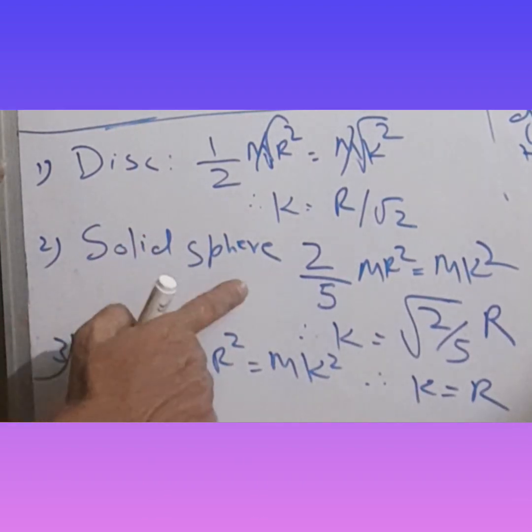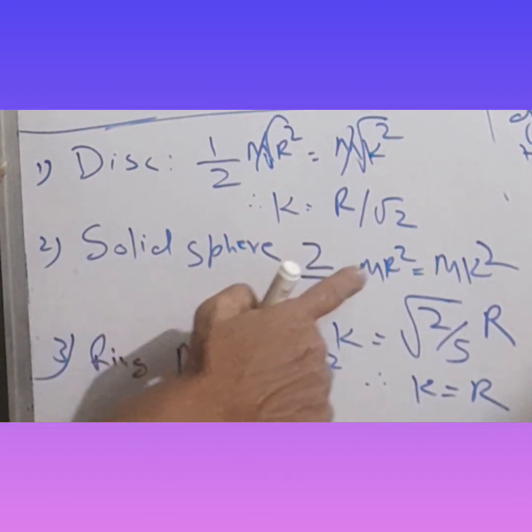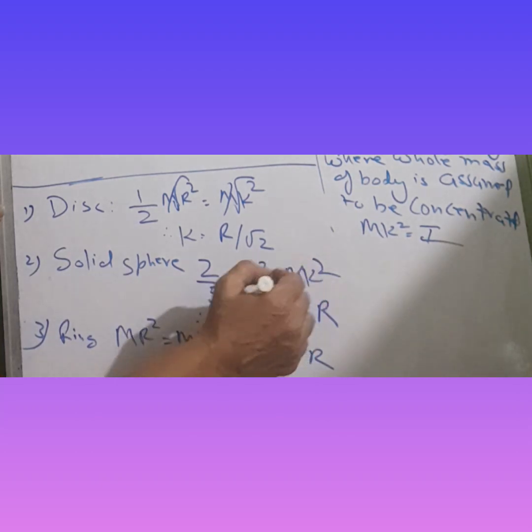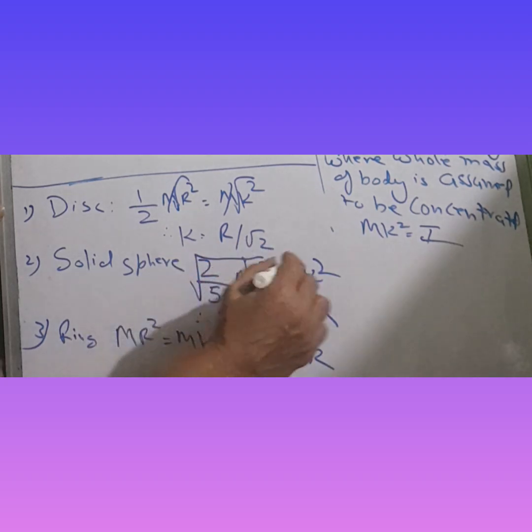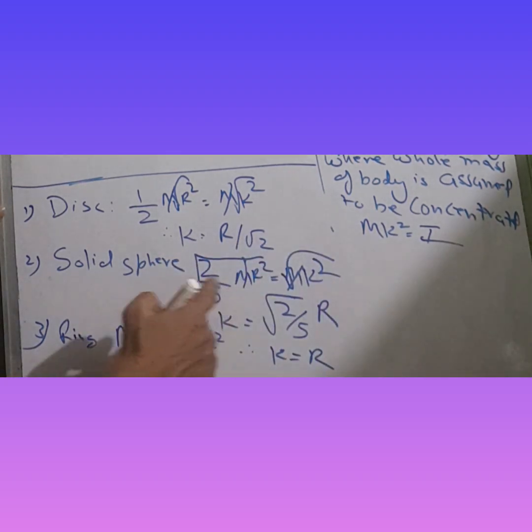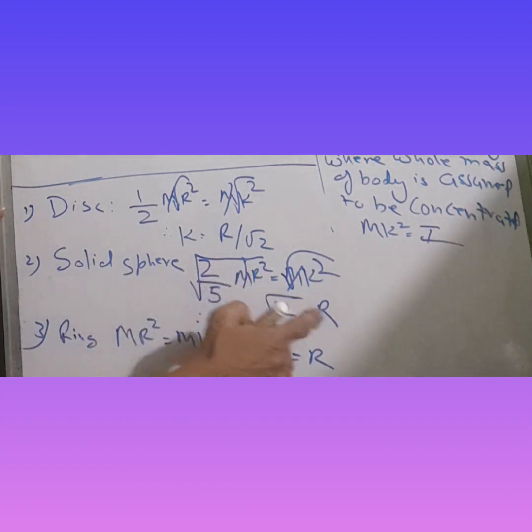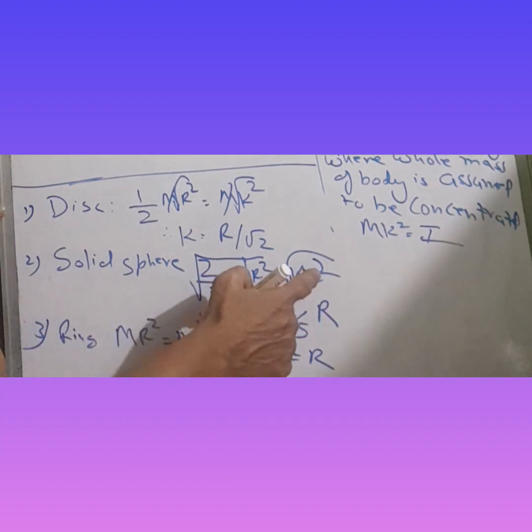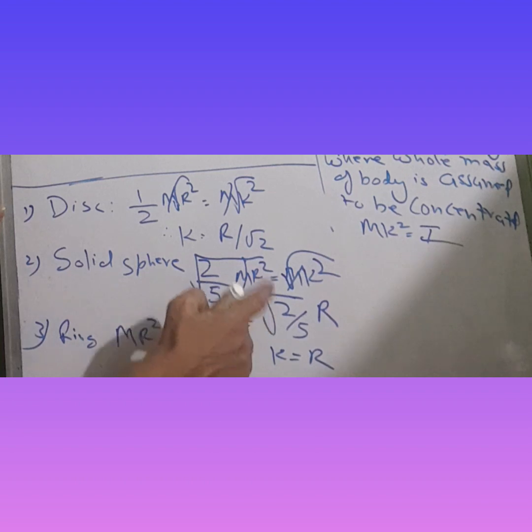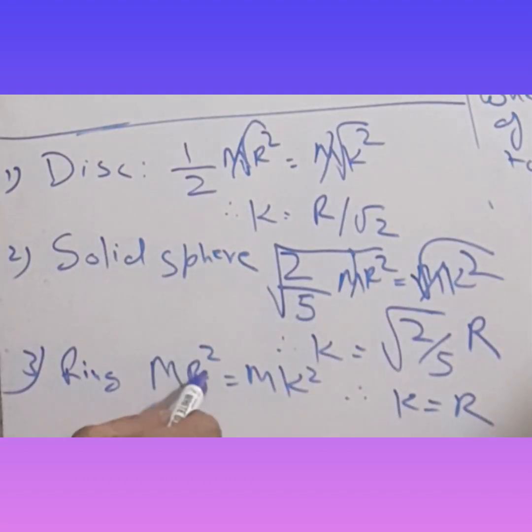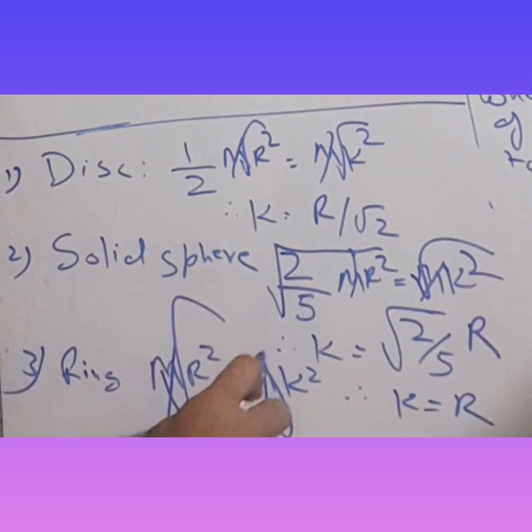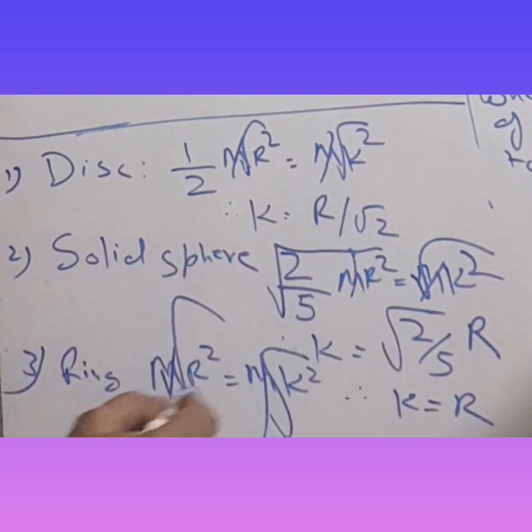Similarly, for a solid sphere, we know I_C is 2 by 5 mr square, which is equal to mk square. This gets cancelled. Again I take root of the entire thing, so it becomes root 2 by 5 r square, so it becomes r, and k square is k. So the radius of gyration is root of 2 by 5 r. Similarly, for a ring, it is mr square, which is equal to mk square. Obviously m gets cancelled, then I take root on both the sides, so k is equal to r.